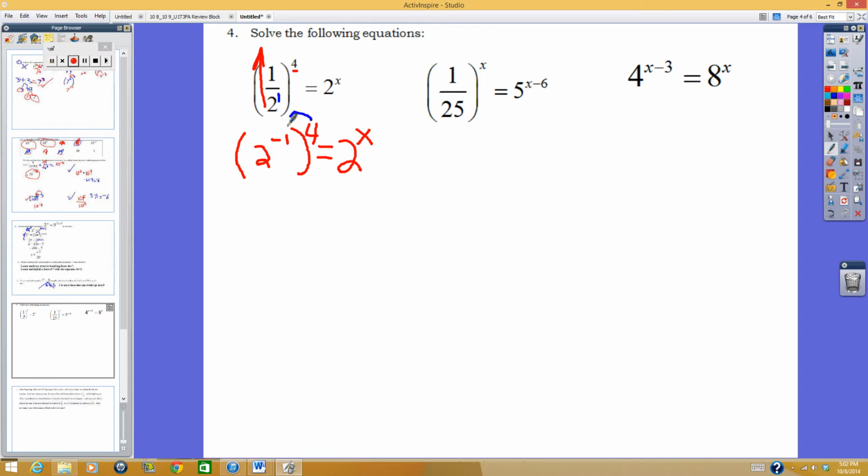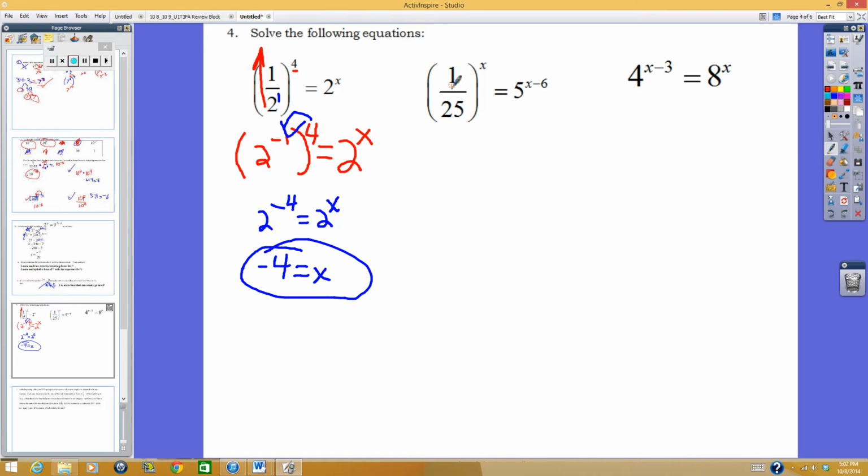Now, you're going to distribute this. 4 times -1 is going to give you -4. And then you just set your exponents equal to one another, because we have the same base now. -4 equals x. Okay? Hopefully that one made sense. I'm moving on to this one.